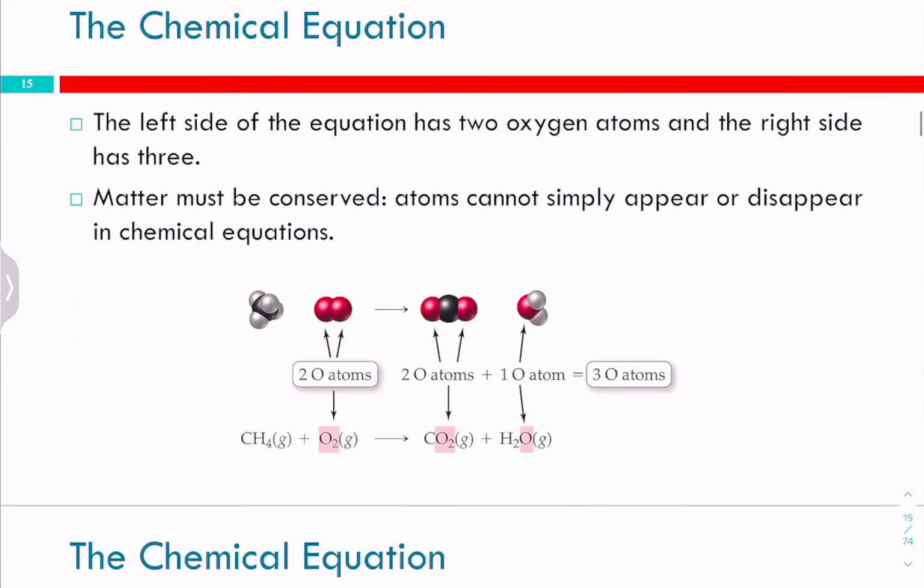Yeah, see, our left side had two oxygen atoms, and then our right side here had 3 oxygen atoms, but matter has to be conserved. Right? We cannot generate new atoms, or you can't generate new Lego pieces out of nowhere. They have to be there in the initial set, in the pieces that go in.